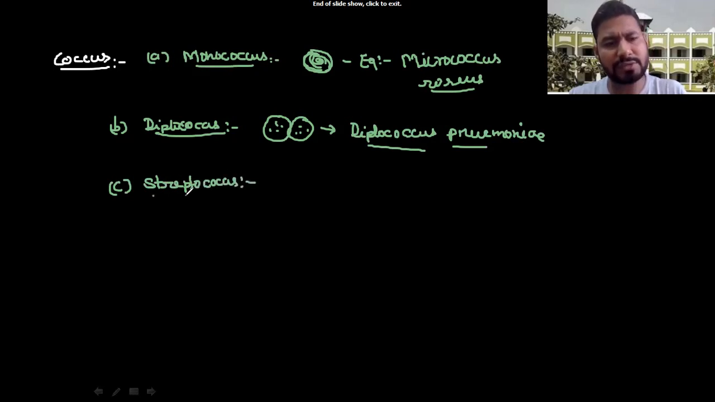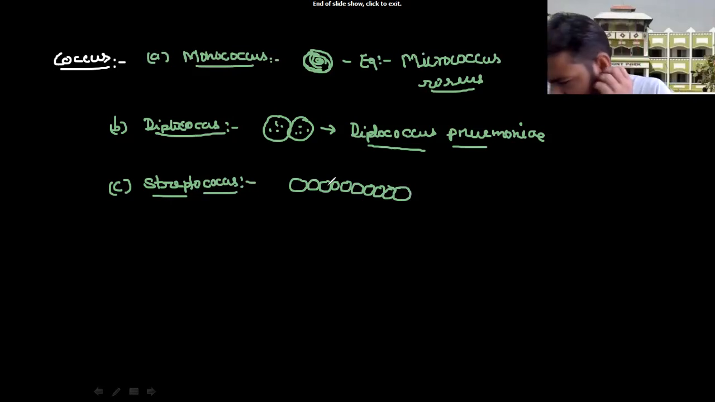Streptococcus. What does strepto mean? Strepto means chain. If the bacteria are present in the form of a chain, like that, here 1, 2, 3, they attach to each other and form a chain-like structure. This is generally called Streptococcus.